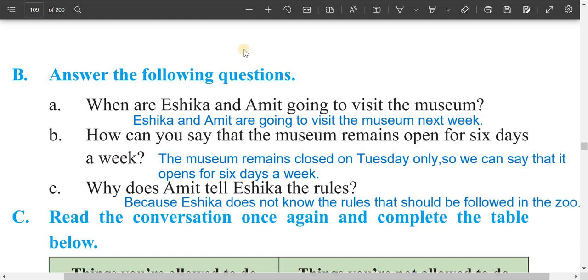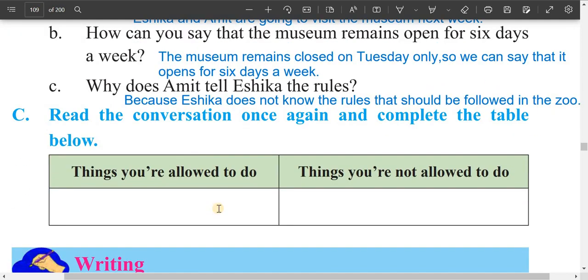Now see, when are Ishika and Amrit going to visit the zoo, museum? You can find the answer in the conversation above. Ishika and Amrit are going to visit the museum next week. B, how can you say that the museum remains open for 6 days? The museum remains closed on Tuesday only, so it opens for 6 days a week. Why does Amit tell Ishika the rules? Because Ishika doesn't know the rules that should be followed in the zoo.